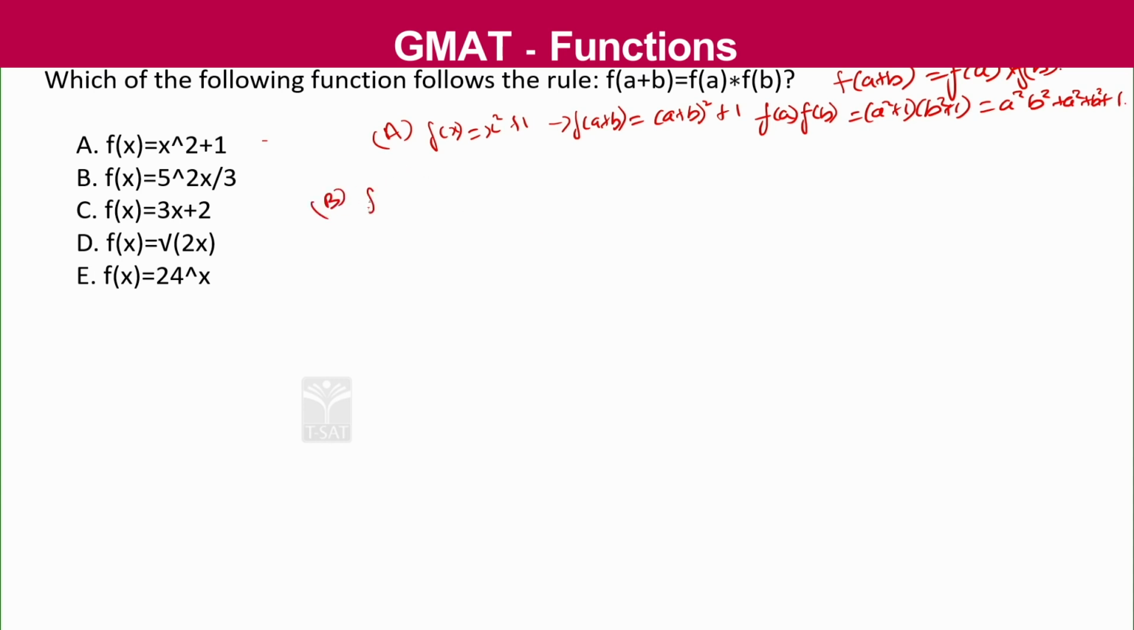B, f of x is equal to 5 to the power of 2x divided by 3. Here, since these don't match, you can cancel out option A as your answer. You can say that it is definitely not your answer.